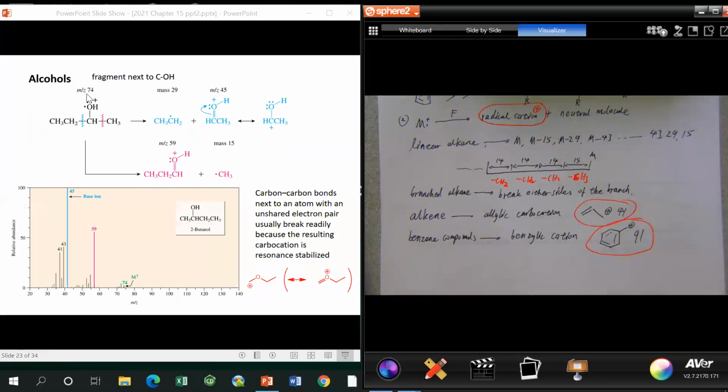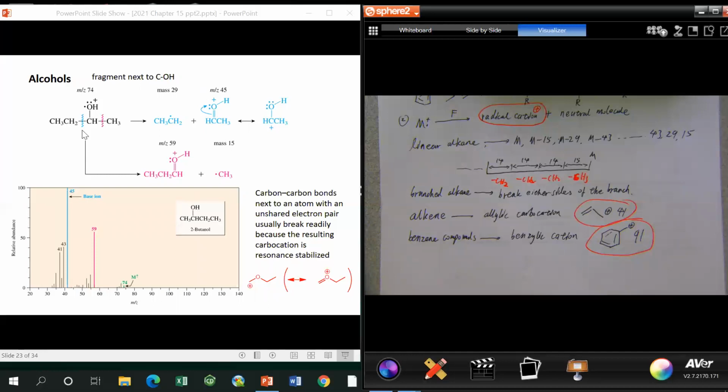Because oxygen has lone pair electrons, it can shift the electrons down. In this case the positive charge can delocalize onto this carbon and oxygen. If you can delocalize the positive charge, you can make this cation more stable, and that's also shown here. But quite often, with the fragment it's hard to say, because you don't know what kind of branching happened.